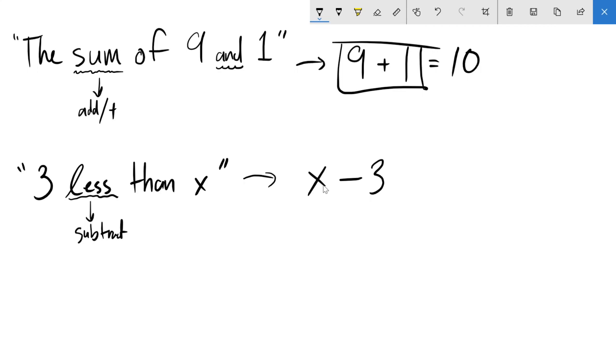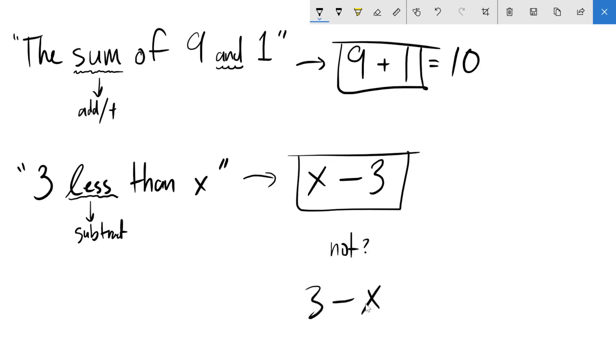Okay. Now, is that the same as 3 minus x? Are these the same values, x minus 3 and 3 minus x? Yeah, that would be x less than 3. My question is, are they the same? Are those equivalent? No. Is 3 minus x the same as x minus 3? How do you know? How do you know they're not the same?